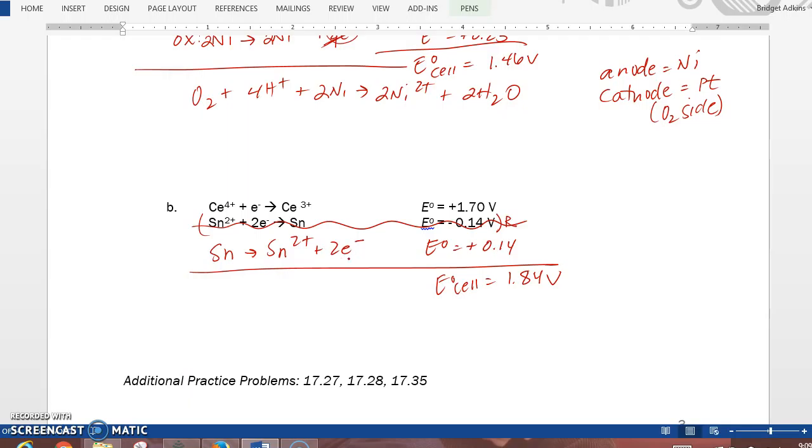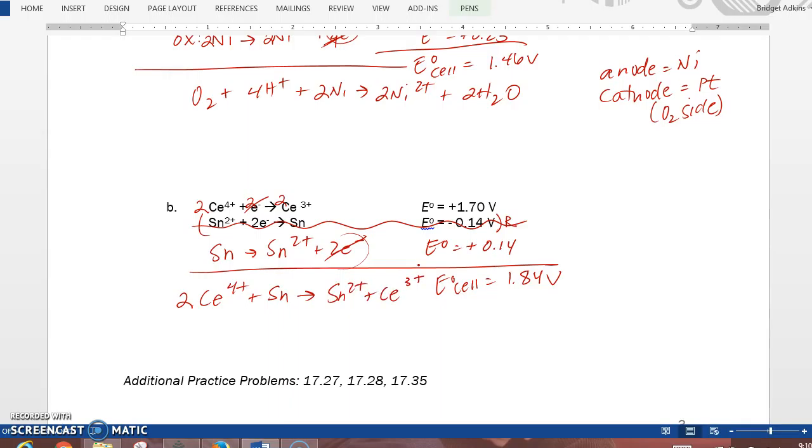Alright, for our overall reaction, I've got 2 electrons. I only have 1 electron, so I've got to come through and multiply this reaction by 2, but I do not double the E0. I add the 2 reactions up, my 2 electrons cancel. I get 2 Ce4+ plus an Sn, makes Sn2+ plus Ce3+.